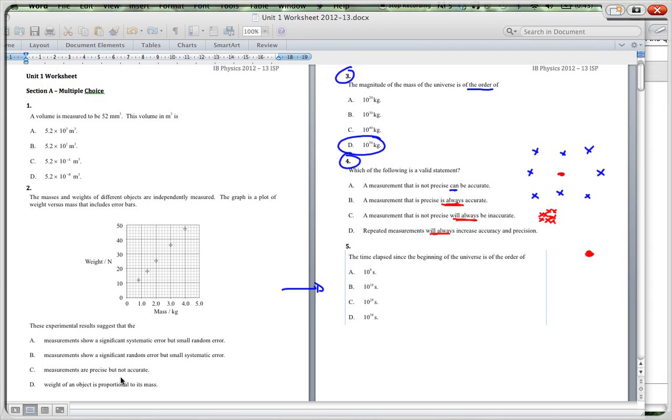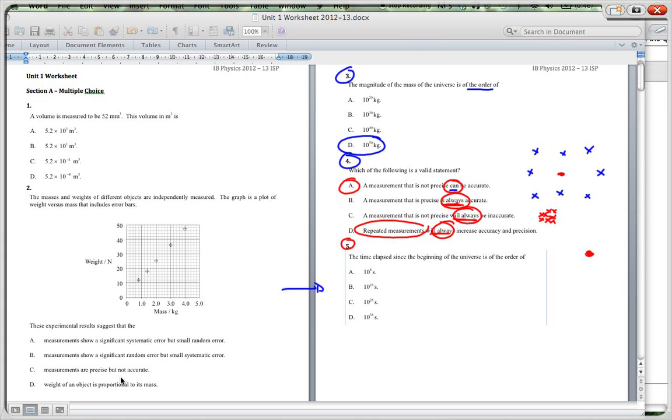Not always. It all depends how those repeated measurements are done. So it's the always here that make these B, C, and D not correct, but it's the can be accurate here that makes this one the most likely answer.